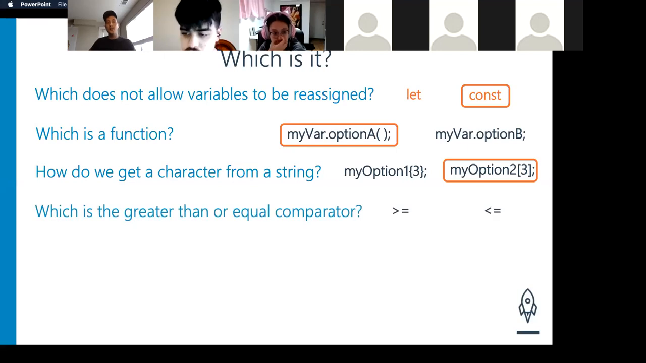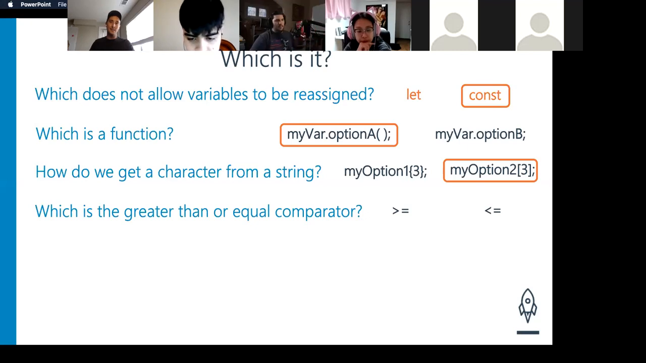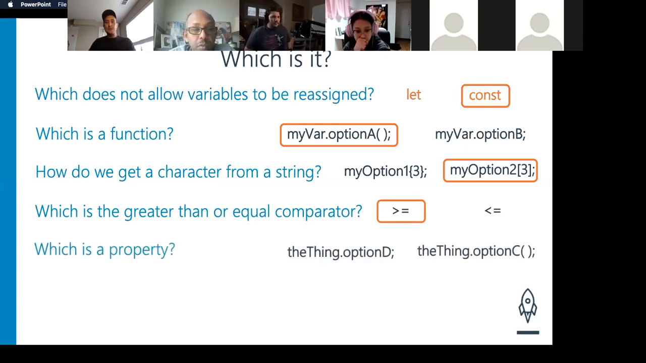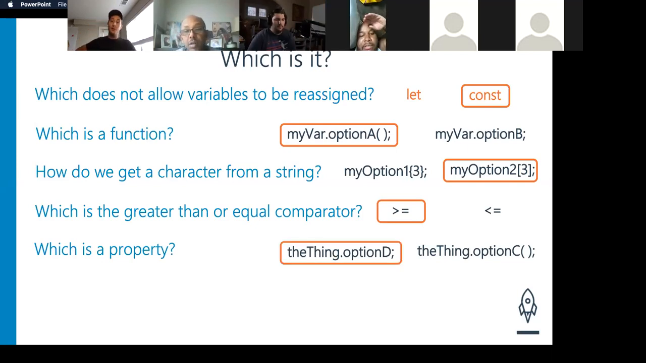Continuing on. What is the greater than or equal comparator? Left or right? First one. Very good. Left one. Awesome. Which is a property, option D or option C? Option D. Very good, because it doesn't have those parentheses. Functions have parentheses. Properties do not.